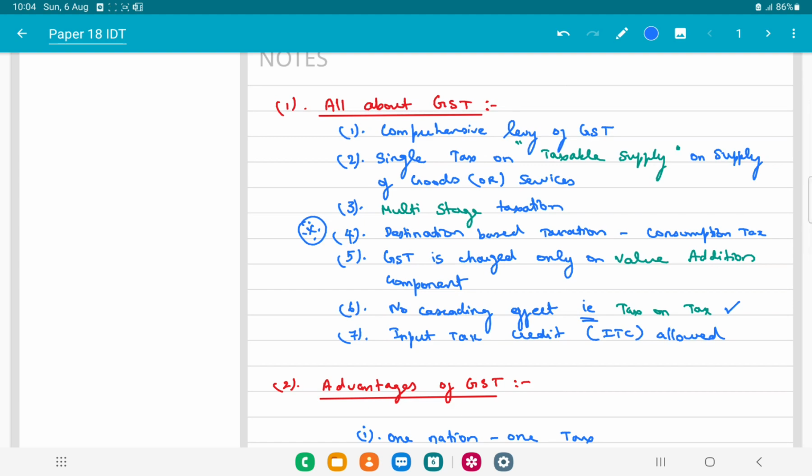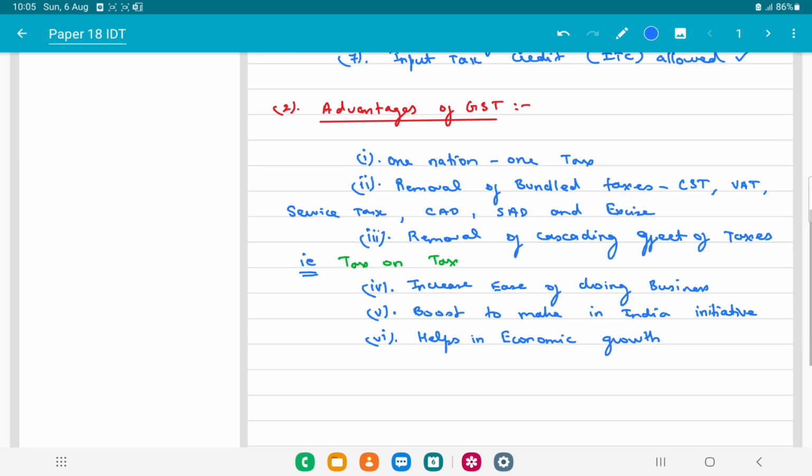To be very short, about GST you should know only 7 points. It is a comprehensive levy of GST. It is a single tax on taxable supply of goods or services. It is a multi-stage taxation. It is a destination-based consumption tax. GST is charged only on the value addition component. There is no cascading effect. There is no tax on tax, and input tax credit is allowed.